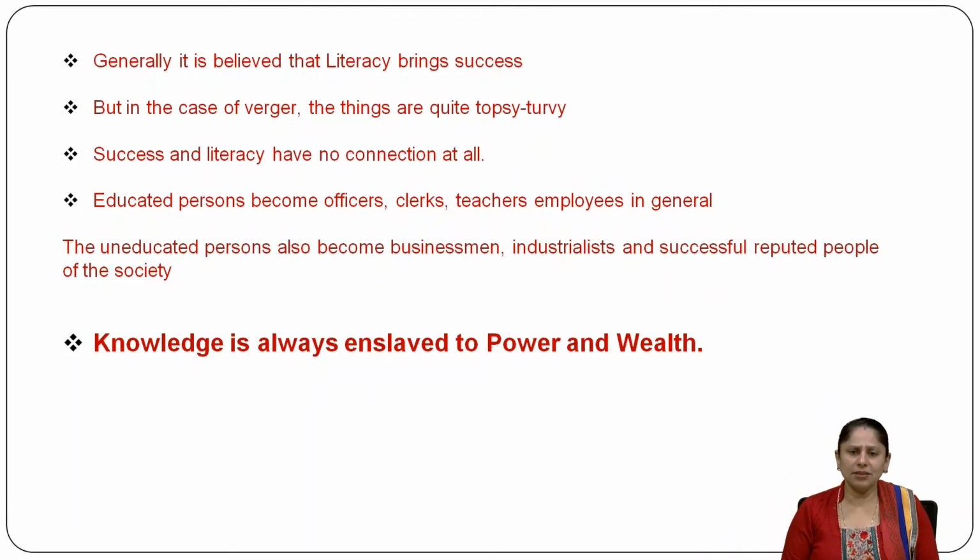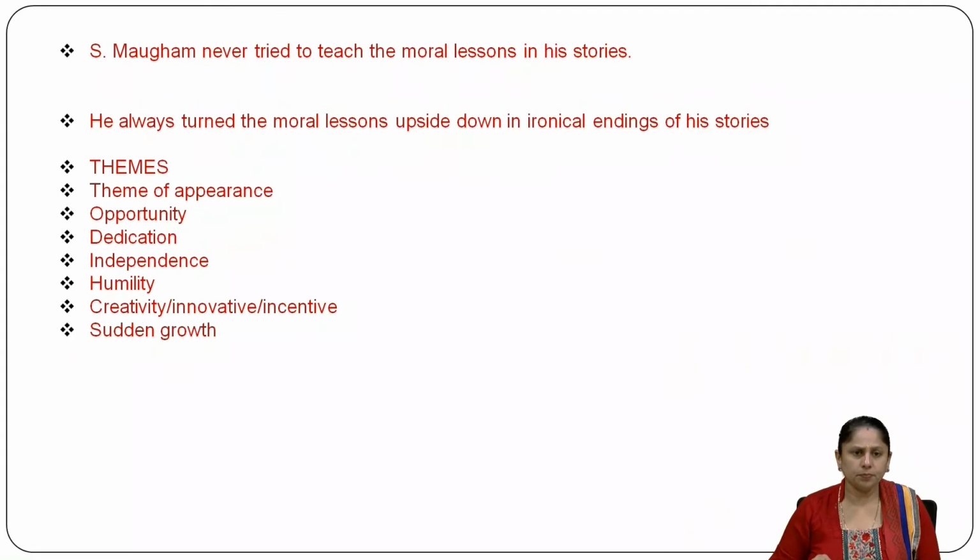Knowledge is always enslaved to power and wealth. This is an important theme of the story. The whole story depends on this important theme that is in bold words over here behind me. Knowledge is always enslaved to power and wealth. Wealth and power would control the person who is a knowledgeable guy. The knowledgeable person would be controlled by the power and wealth. That was what is displayed over here in this sentence.